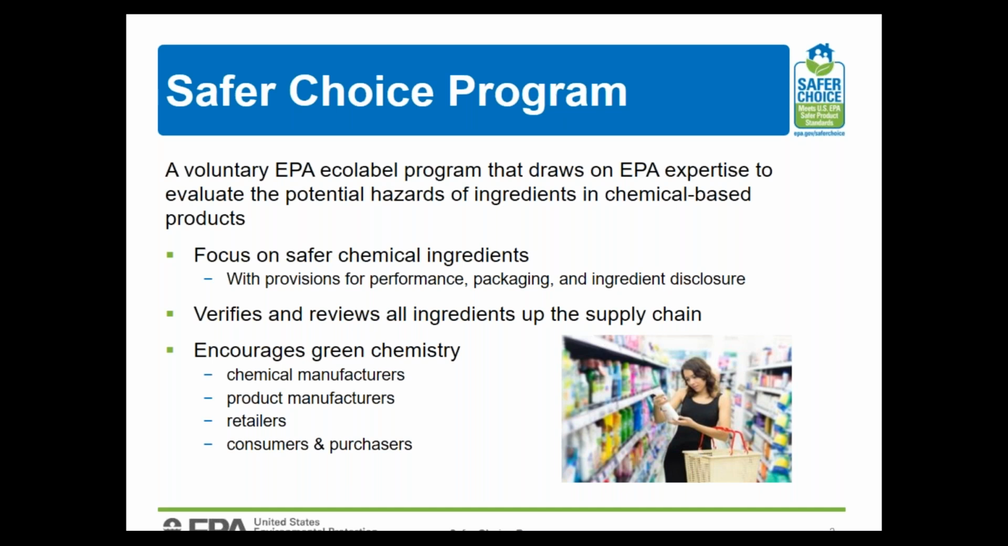What's really fun about our program is we get to work with many stakeholders up and down the supply chain. So we're not only working with the product manufacturers, but also their suppliers and the end users and purchasers too. Our focus is on safer chemical ingredients and which ingredients are on the green end of the safer spectrum. We also look at performance, packaging, and ingredient disclosure, which we'll talk a little bit about. And the best thing about Safer Choice from my perspective is it's green chemistry in action. When you see the Safer Choice label on a product, a lot of innovation has gone into it on the green chemistry front. Safer solvents, safer surfactants, and other ingredients have been developed to meet Safer Choice criteria.